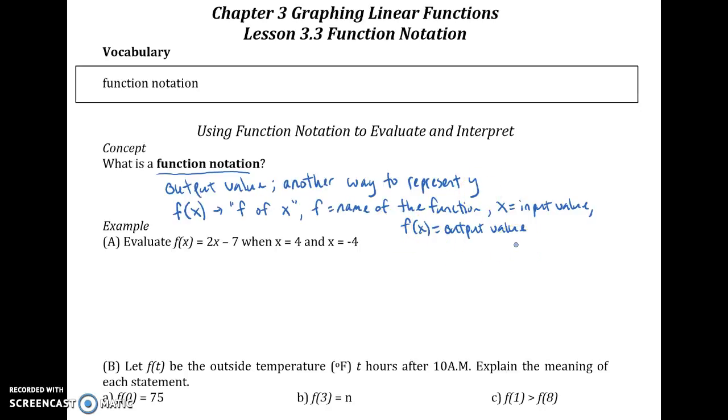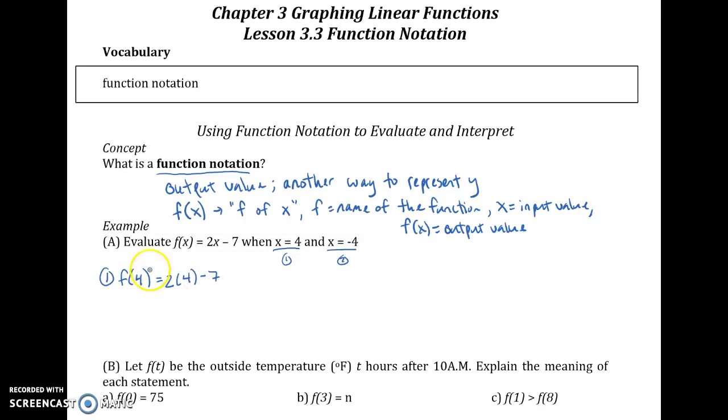So if you look at the first example, I want to evaluate f of x equals 2x minus 7, when x equals 4 and x equals negative 4. So this is basically just saying plug in x equals 4, and then plug in x equals negative 4. So it's basically two problems in one. To do the evaluation, I'm going to plug in 4 for x. So I'm going to find what is f of 4. What is the function when x equals 4? So I'm going to put a 4 where the x is.